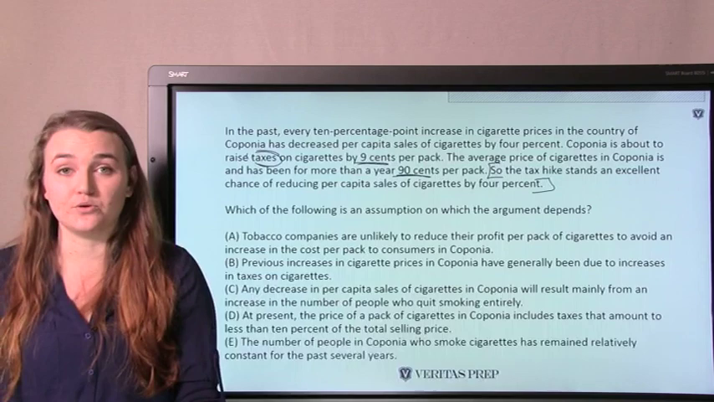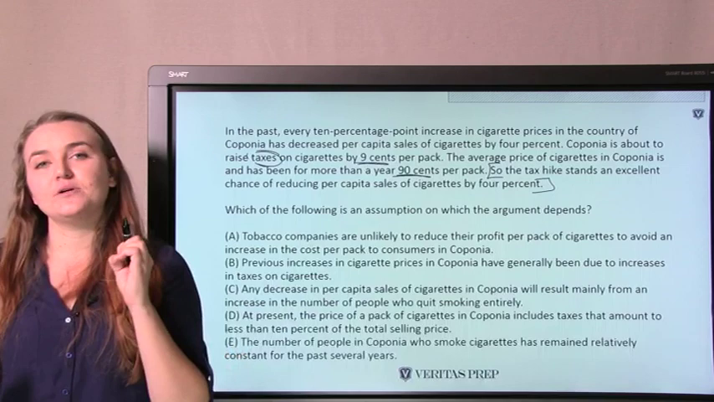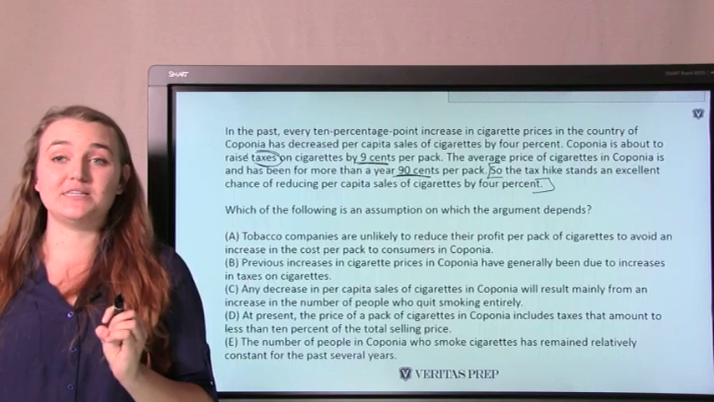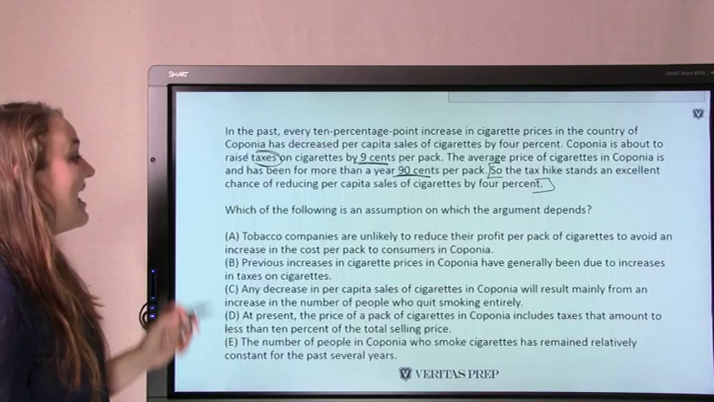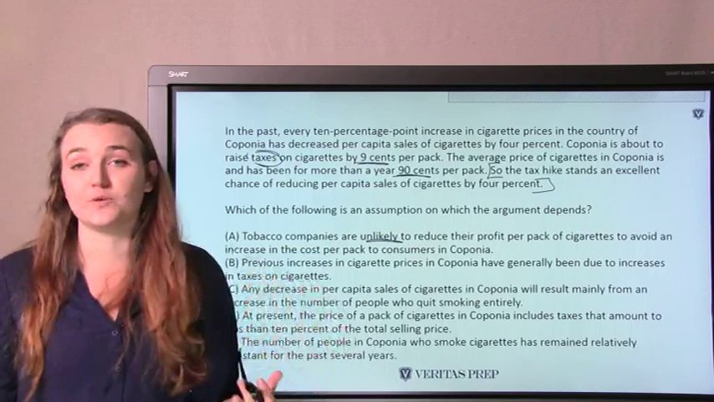And as many of you guys noted, again, this would be a challenging one to preempt or pre-think to the fullest degree. But if we were on the lookout for the fact that there is a potential gap in the taxes applied versus the cost to consumers, we can pretty quickly see here that A addresses that gap. Tobacco companies are unlikely to reduce their profit per pack of cigarettes to avoid an increase in the cost per pack to consumers, right?